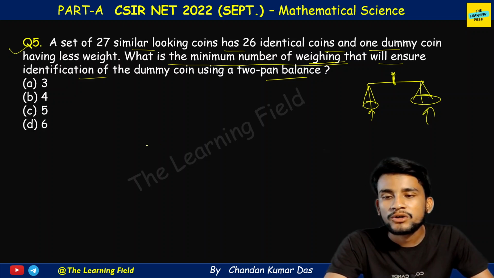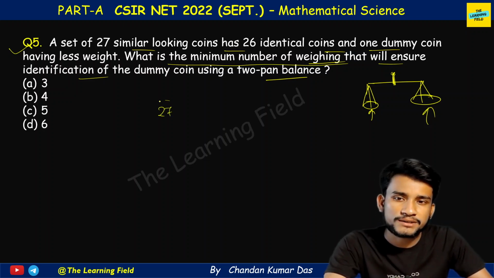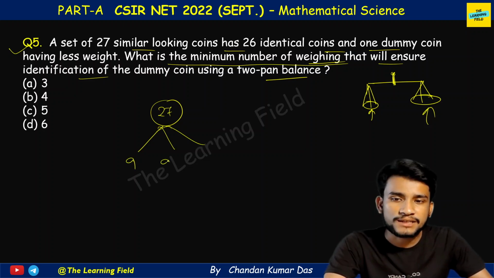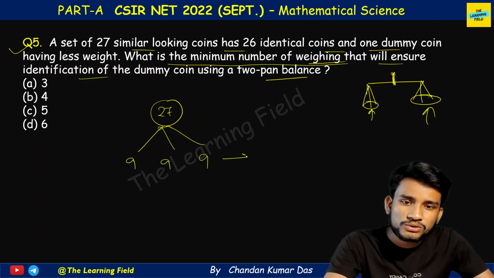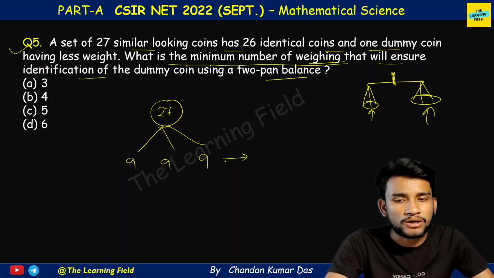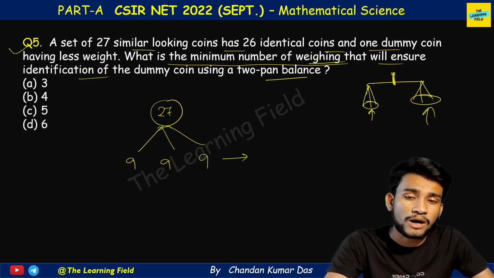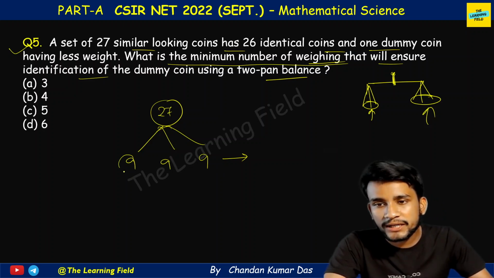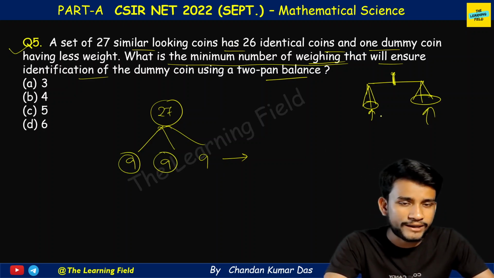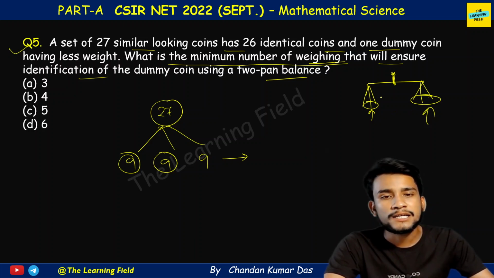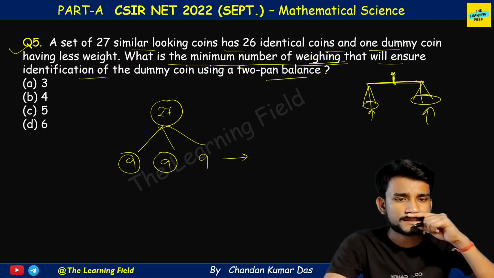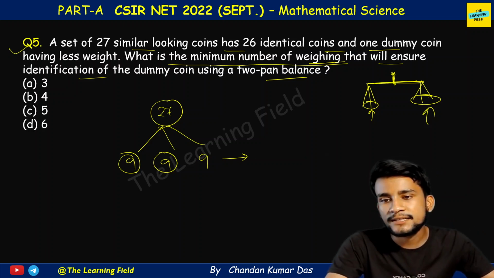So this is the main thing, the minimum number of weighings. Here we divide these 27 coins into 3 parts. Why 3 parts? This is very important. 9, 9 and 9. With just one weighing, we will know which of these 9-coin sets contains the dummy coin. Suppose we take two sets and put them in the two-pan balance. If the balance shows both sides are the same, then we definitely say that these two sets do not contain the dummy coin.